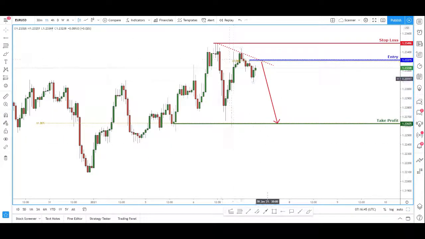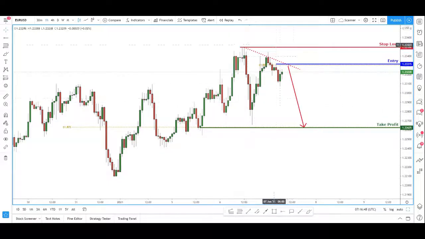This works out to be a very nice risk reward trade, an intraday trade, just playing down all the way to the 61.8.